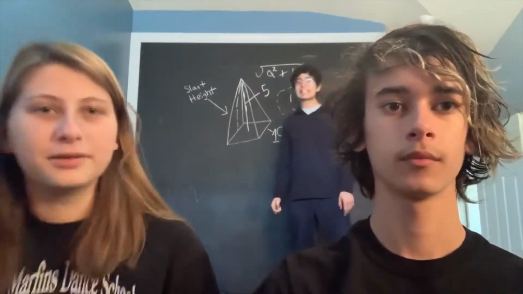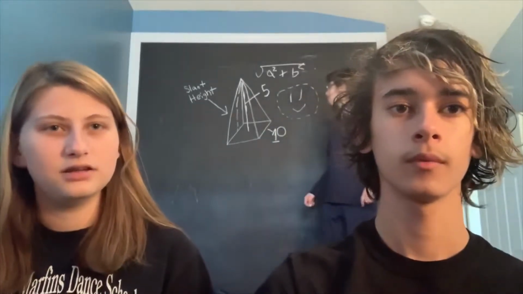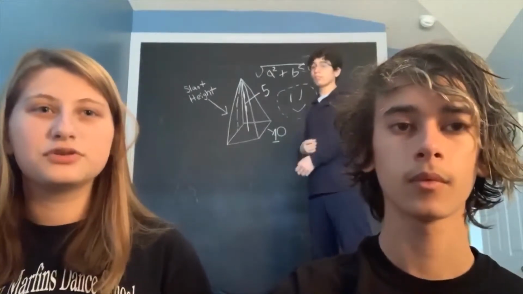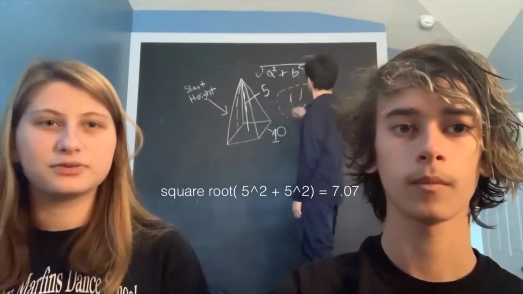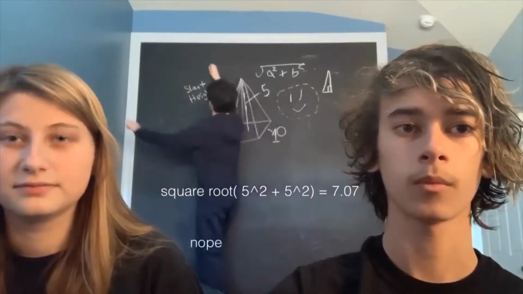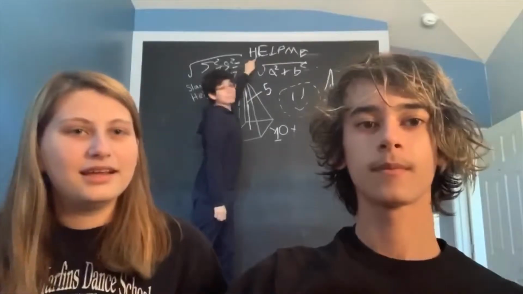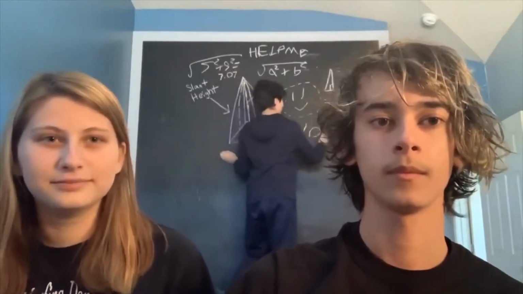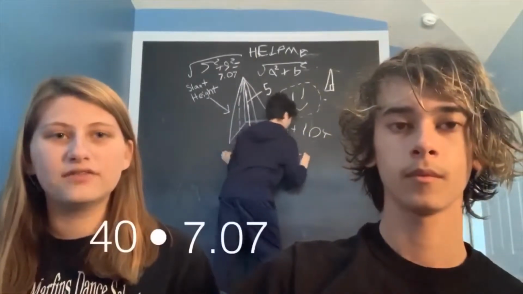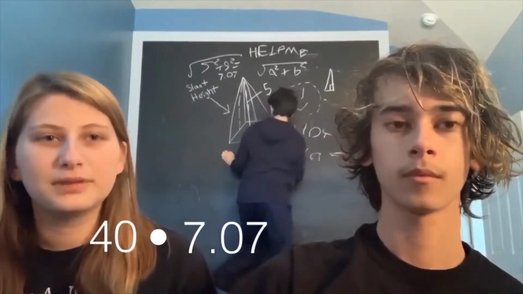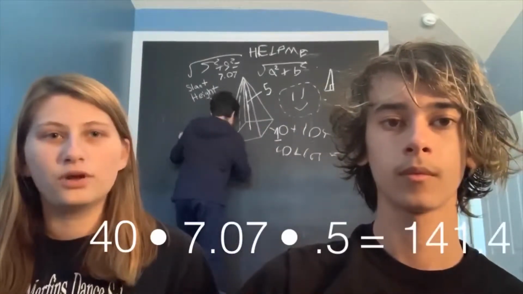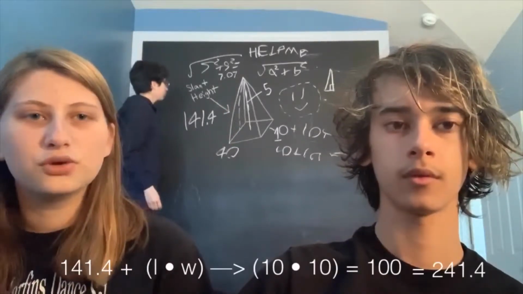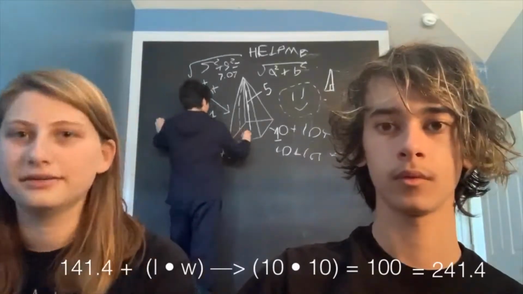So in the example problem, the height is 5 and the length is 10, which you have to split in order to form the right triangle. First, you do the square root of 5 squared plus 5 squared equals 7.07. Now you find the perimeter of the base, which is 10 plus 10 plus 10 plus 10, which equals 40. Next, multiply 40 and 7.07 and then multiply by 0.5. And you get 141.4. Next, add the base area, which is 100, and you'll get 241.4 as your surface area.